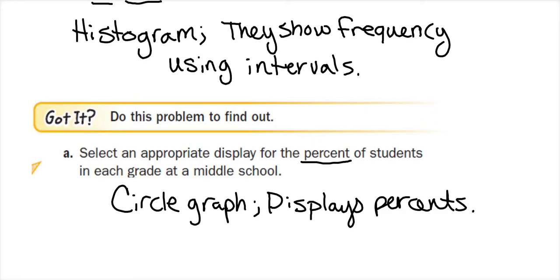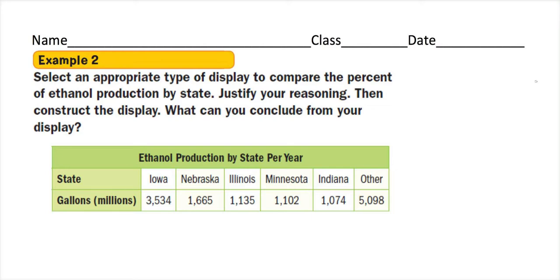Okay. Now we're going to move on to the next page. All right, it says select an appropriate type of display to compare the percent of ethanol production by state. Justify your reasoning, then construct the display. What can you conclude from your display? All right, so let's take a look at our keyword here. It's percent. So what kind of a graph will we need to show a percent? That would be a circle graph.